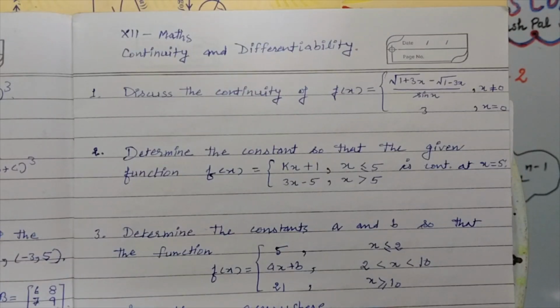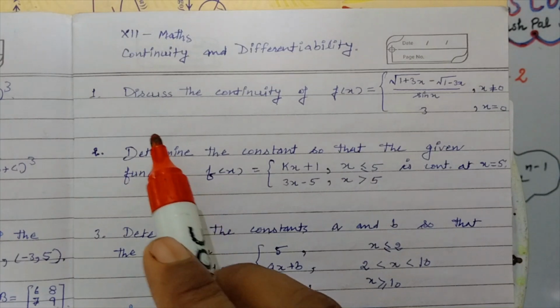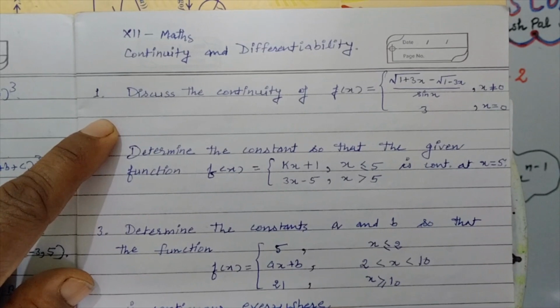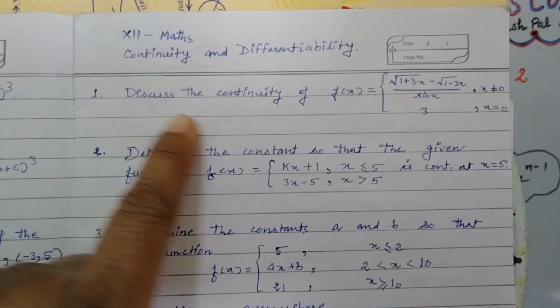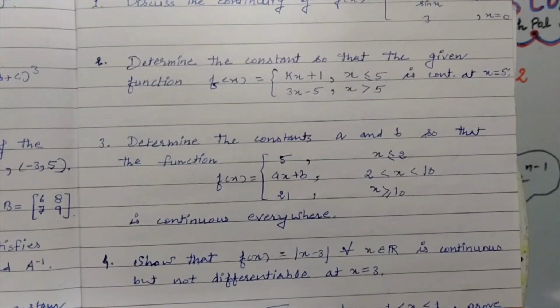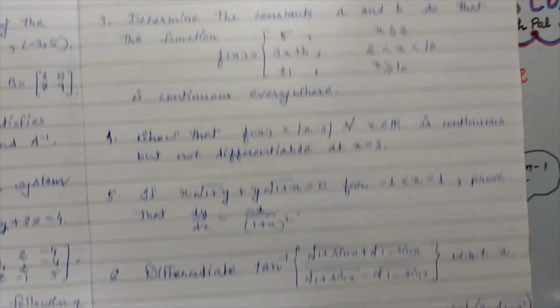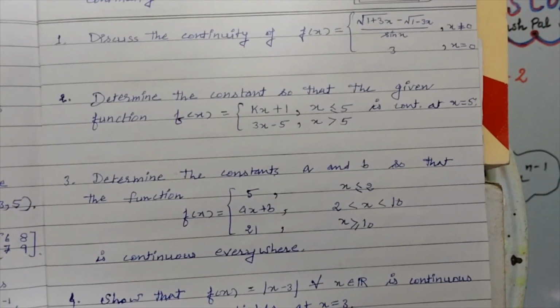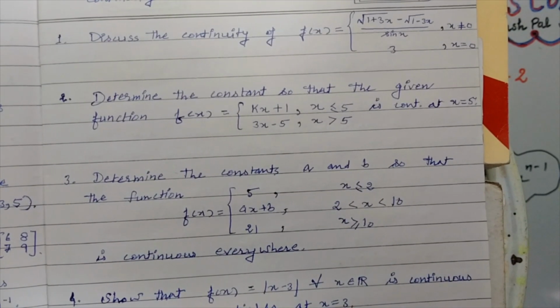Here we shall discuss most important questions. I have selected the questions from the previous board examinations question papers. The first question: discuss the continuity of f of x is equal to this. Second question, third question is this. Fourth question, 5, 6, 7, 8, 9. So I have collected all these questions and written on the notebook, and today we are going to discuss all these questions one by one so that the children may get the benefit. So let us proceed now.